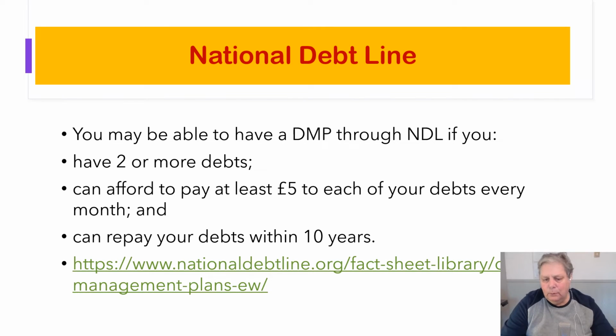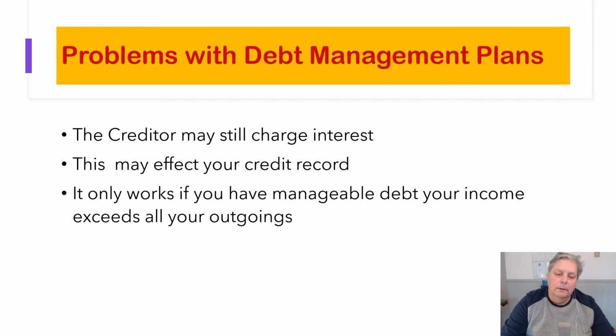So that's quite a broad scope, and there's fact sheets which I've also linked in. So that's option number 1, a debt management plan. The problem with debt management plans is the creditors still may charge interest, and this may affect your credit record and your credit rating, and it only works if you've got manageable debt. In other words, your income exceeds all your outgoings.